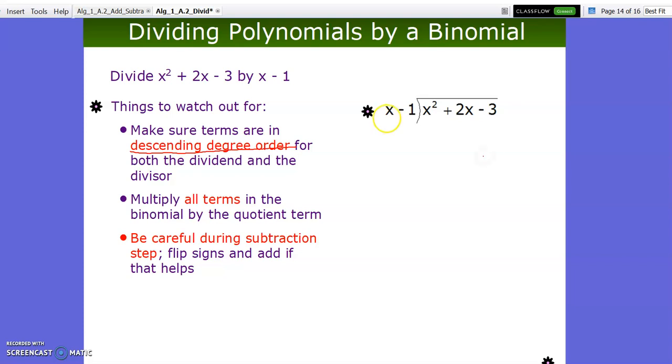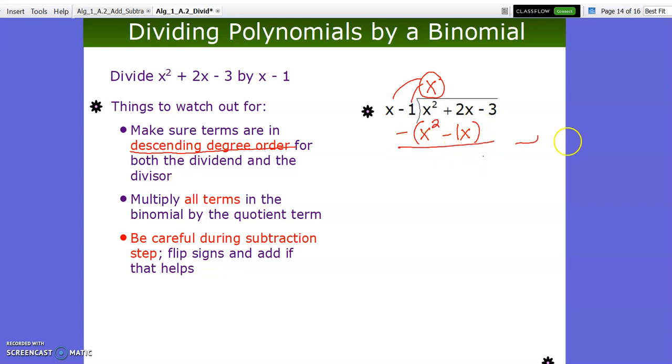So we're going to start with the x. X goes into x squared, x times. Now from here, I'm going to distribute my x to both things out here. So I do x times x, that's x squared. X times negative 1 is negative 1x. Wrap it in parentheses so that you can subtract.